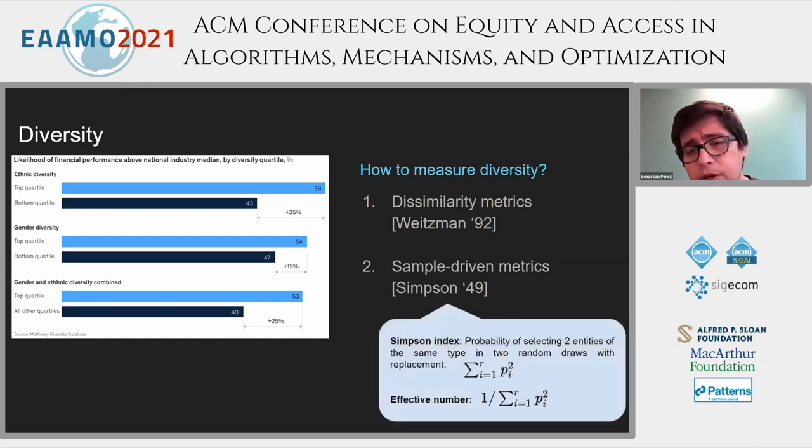So in this work, we decided to work with the sample-driven metric. And in 1948, Simpson introduced the following index in the following setting. So we have a population of entities, and this population is divided into different types. The index measures diversity in how likely it is that in two consecutive trials, you draw two entities of the same type, which is the formula that I'm showing down here. So R is the number of types, and p_i is the fraction of entities of type i.